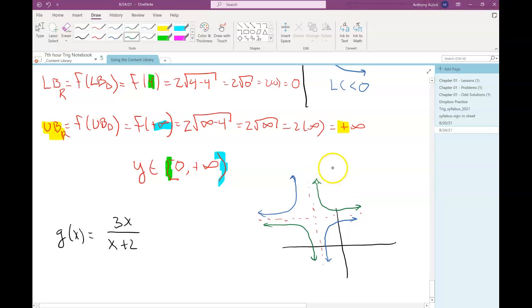And the way you can tell is you get the green situation when the leading coefficient of the top over the leading coefficient of the bottom is negative. And you get the blue when the leading coefficient over the leading coefficient. Oh, I switched those. My apologies. Sorry. The blue is when the leading coefficient is negative, and the green is where it's positive.